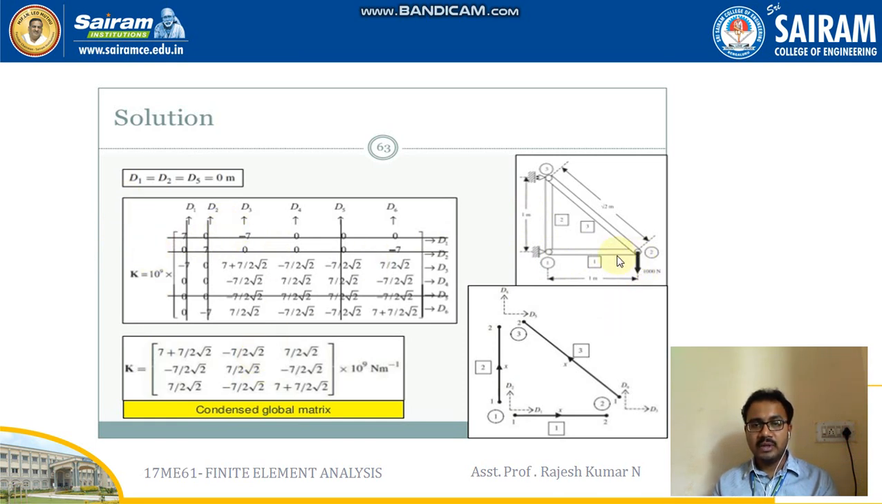Moving to node 2, nothing is fixed here, so both D3 and D4 are free. Next, at node 3, it is fixed in this axis, and in this axis it is free. So D5, that is the x-axis, is fixed and the y-axis is free. So D5 is fixed. What is left out, that is 10 power 9 into these values inside the matrix, whatever is not eliminated, that will be our condensed global matrix.